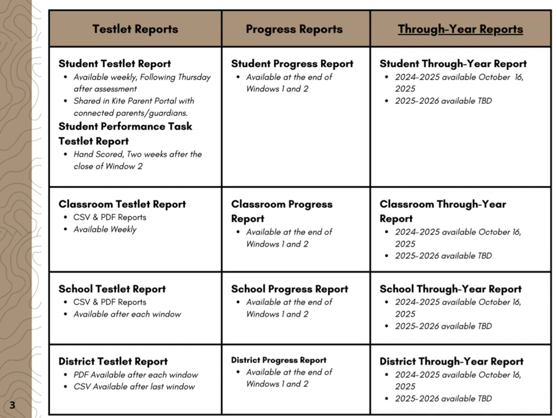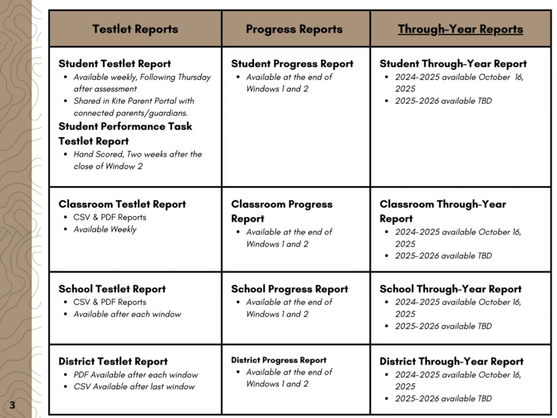MAST provides 3 main types of reports. The first are Testlet reports. These are available weekly throughout the 3 testing windows and include student Testlet reports, classroom, school, and district level Testlet reports, and hand-scored performance test reports available after the conclusion of window 2.